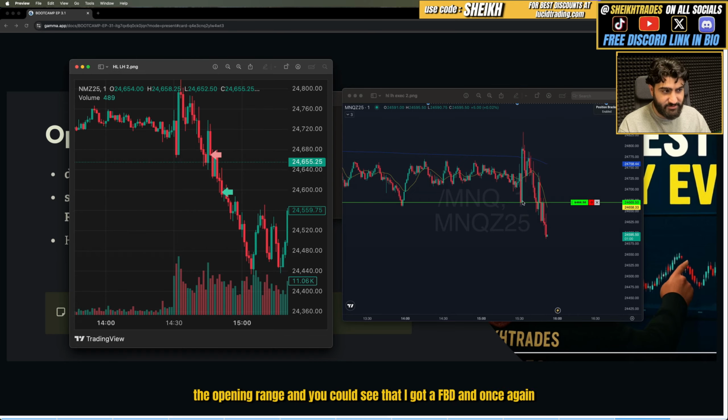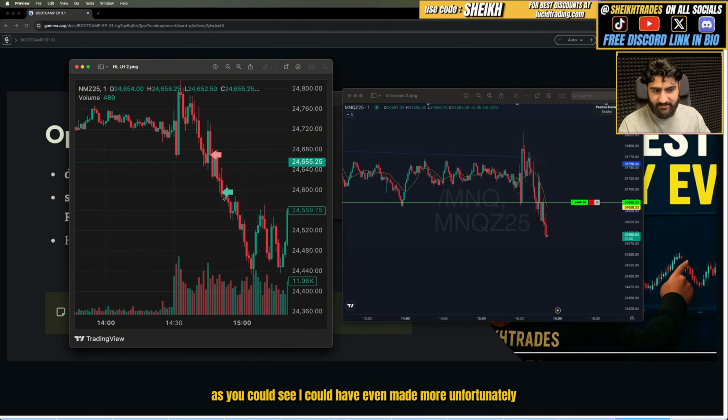Opening range breakout. This is the opening range. And you could see that I got a FBD, and once again, a failed FBD here as well. It reclaims that level and goes back down. It always aligns with each other. But then in this case, high, low, low, high. So I'm bearish for the day, and I take my 1 minute bar, and I get a massive trade. As you could see, I could have even made more, unfortunately, but that's what I was able to extract out of that trade.